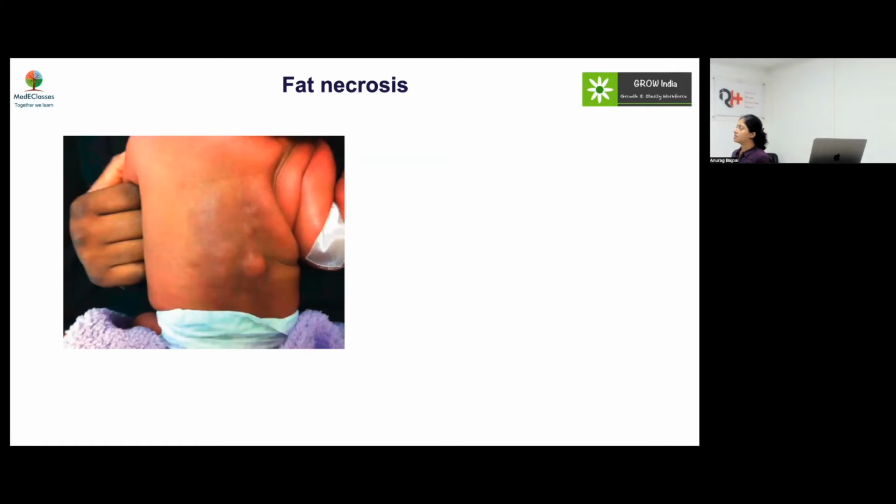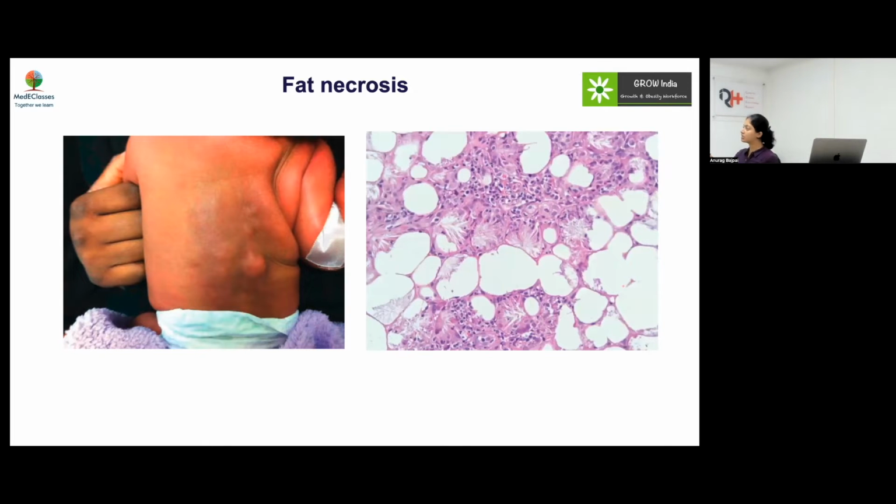Fat necrosis is an important differential one must consider in a neonate with hypercalcemia. The lesions will typically appear like firm violaceous nodules. This is often seen in the setting of birth asphyxia. And again, this has high 1-alpha hydroxylase activity, so you will see normal to high phosphorus and high calcitriol levels.